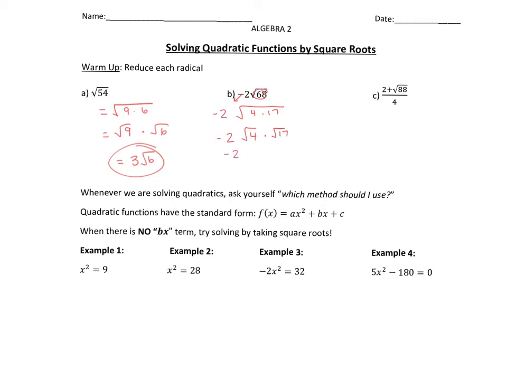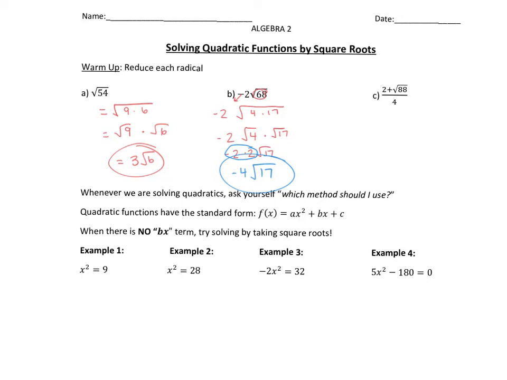And then I'm going to break it down again. So the square root of 4 is 2. And remember, when you have multiplication outside of the radical, you can do so. So your final answer is -4 square root of 17, okay? So that is your final answer for that one.